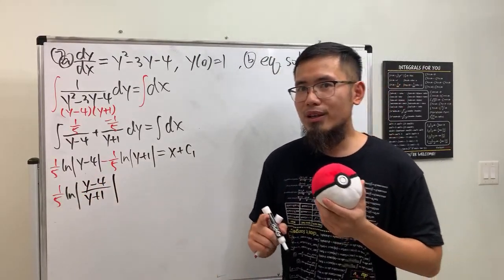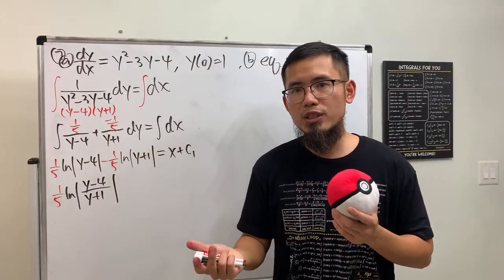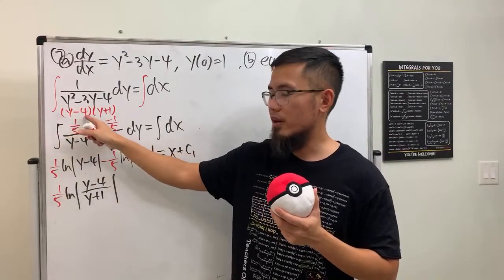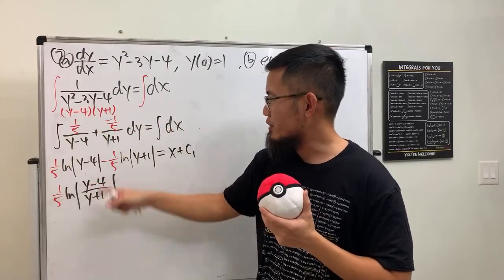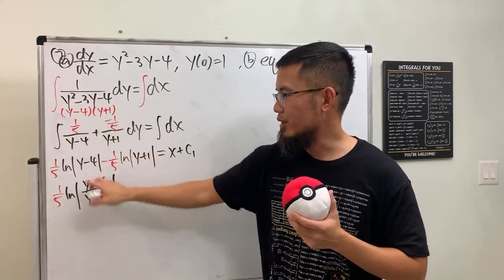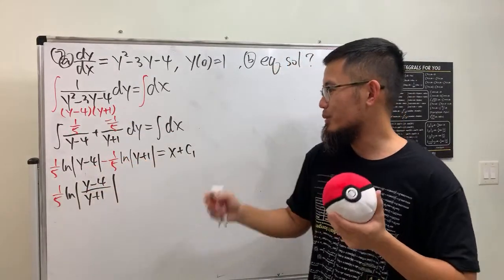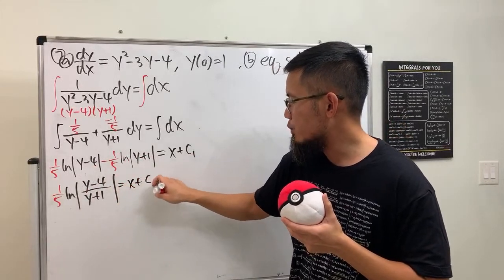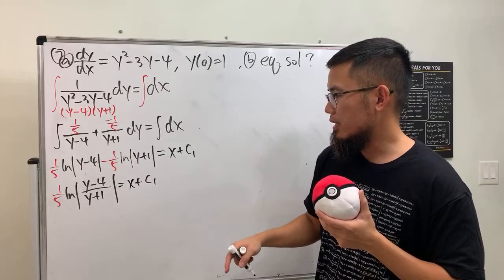By the way, whenever you are doing the partial fractions, whenever you know you have to combine the logarithms, let me tell you, put down the smaller factor first, y minus 4, and then you see y plus 1. This way, when you do the partial fractions, the second number will be negative, so you can just do this over that nicely. So that's just a quick thing. Anyway, this is x plus c1, and then perhaps I'll solve for y first, and I'll solve for the constant c.